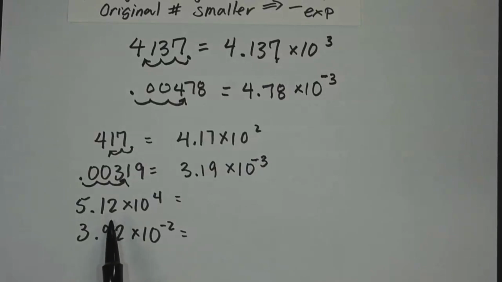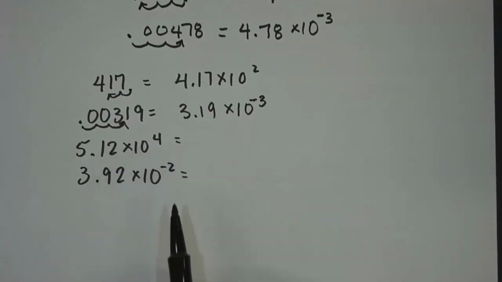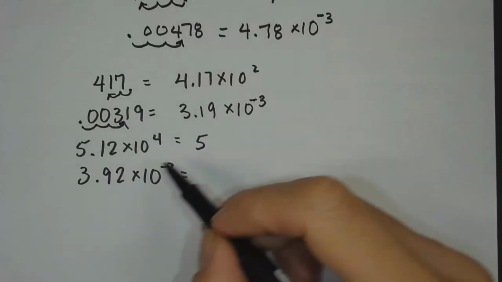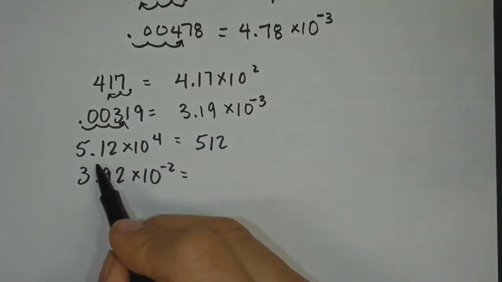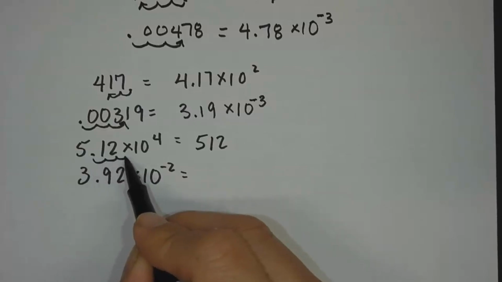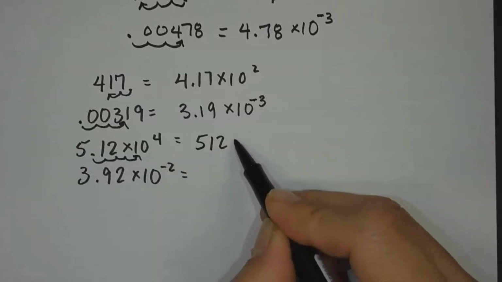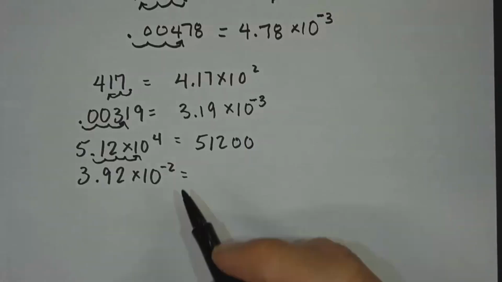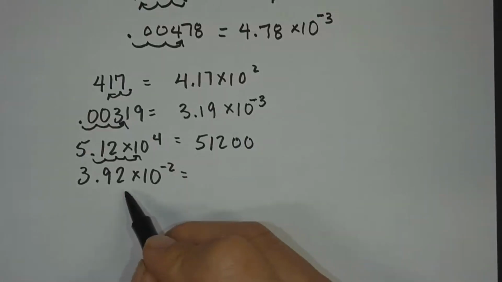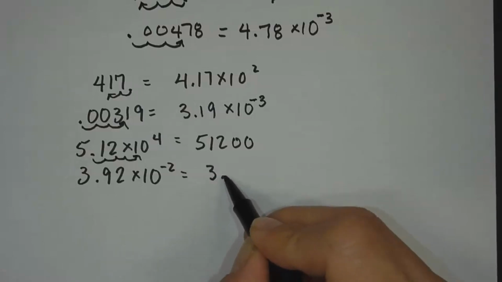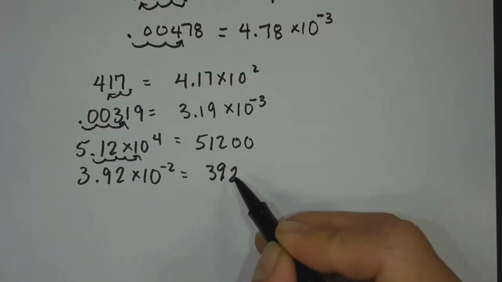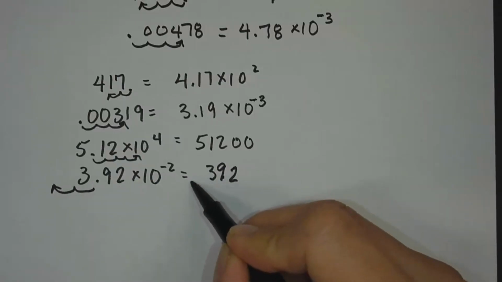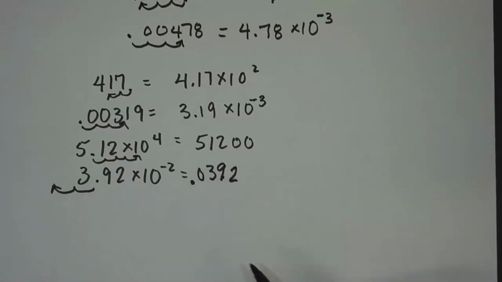Now this number is already in scientific notation, and we're going to convert that to standard notation. So I'm going to write 5, it's a positive 4, so I'm going to move the decimal to the right 4 places. So 1, 2, 3, 4. So I get 51,200. The next number here is also in scientific notation, 3.92. I'm moving to the left 2 places, 1, 2. So that's going to be 0.0392.